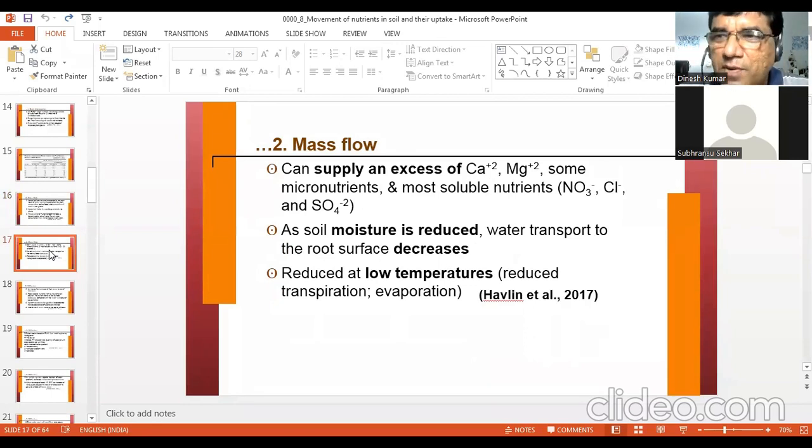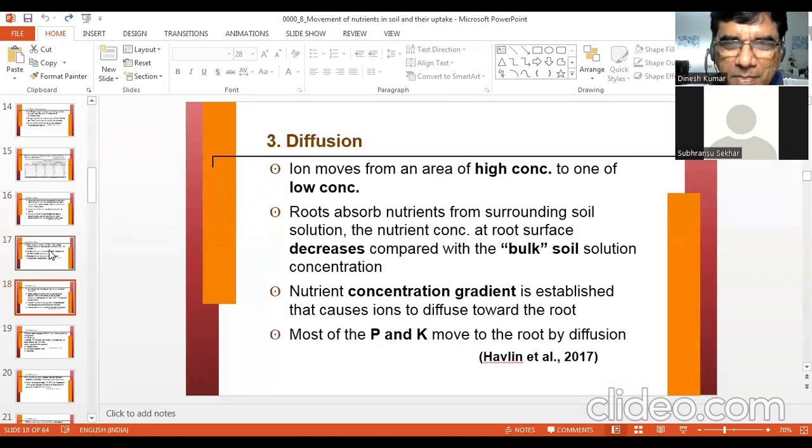It is mainly driven by moisture. If water is moving, they will move, irrespective of the concentration. Is that correct? Yes, sir. Also, the mass flow is also influenced by the transpiration pool as well. Okay, and it will not remain unaffected or less affected.